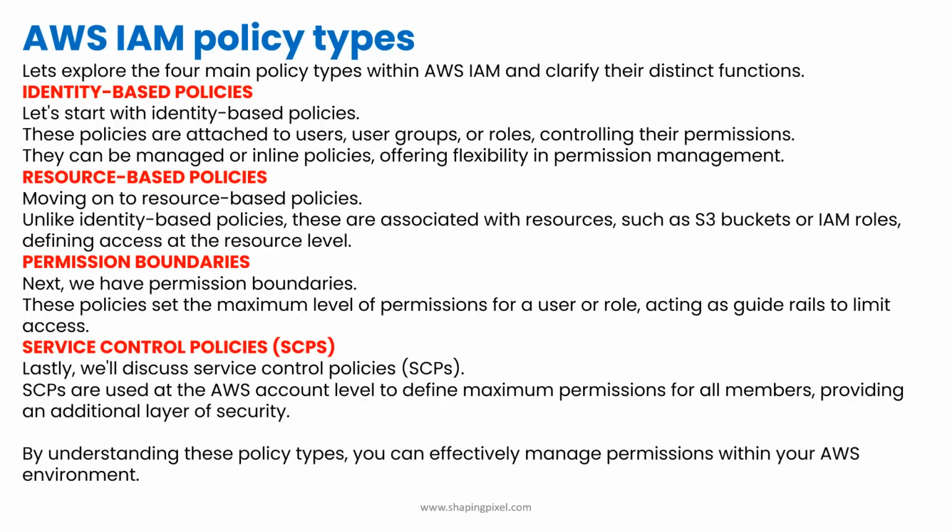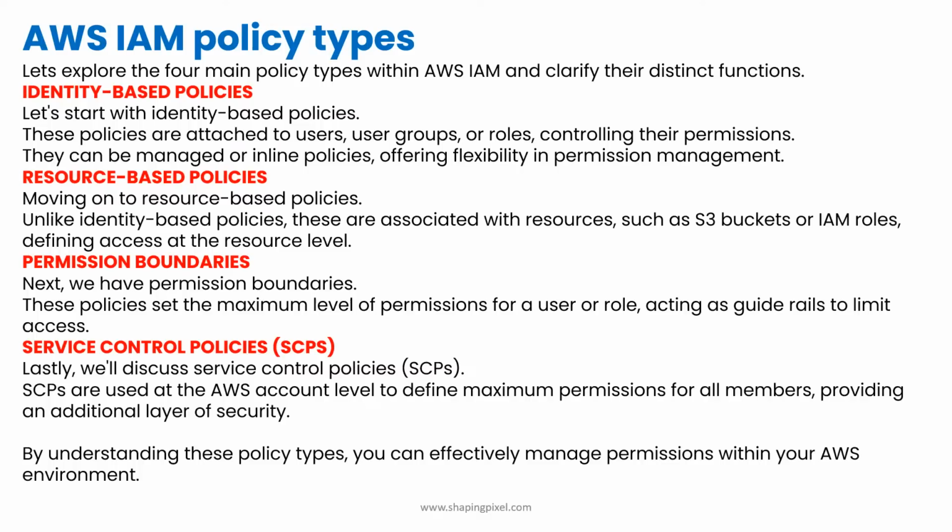So, let's dive into AWS IAM policy types. Let's explore the four main policy types within AWS IAM and clarify their distinct functions. Let's start with identity-based policies. These policies are attached to users, user groups, or roles, controlling their permissions. They can be managed or inline policies, offering flexibility in permission management.